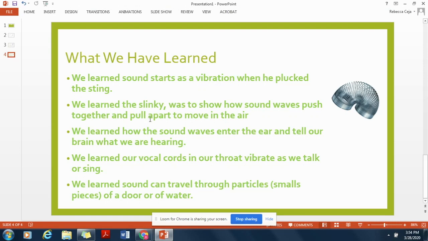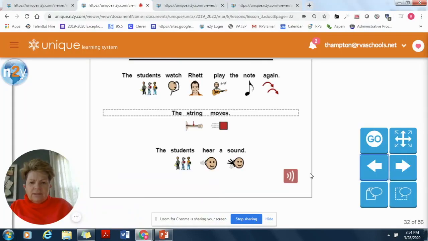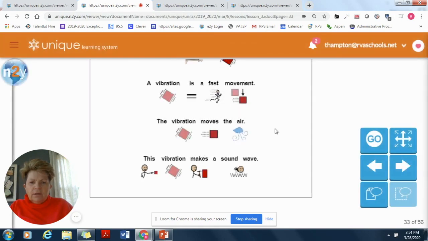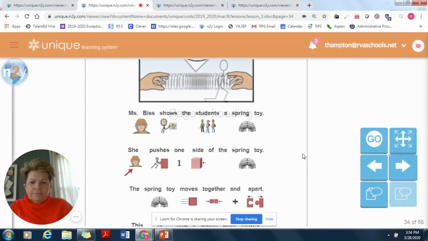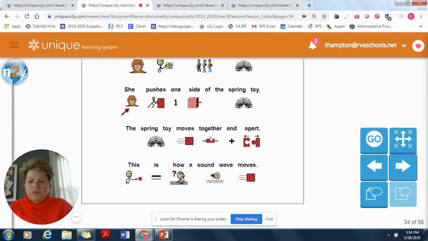Okay. We learned that the slinky was to show how the sound waves push together and pull apart to move in the air. Let's go back to that. So here's the slinky, and it shows the students how a spring toy, Miss Bess shows the students a spring toy. She pushes one side of the spring toy. The spring toy moves together and apart. This is how a sound wave moves.